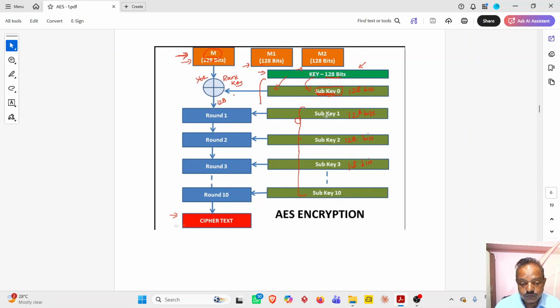Then what we need to do is expand the key and generate sub key 1, because 10 rounds are there. So we have to generate 10 sub keys. How we generate the sub keys, that will be covered too. There is nothing to worry about at this moment. Sub key 1 is applied to round 1, sub key 2 is applied to round 2, like that, and sub key 10 will be applied to round 10. And at the end, what we find is the ciphertext.